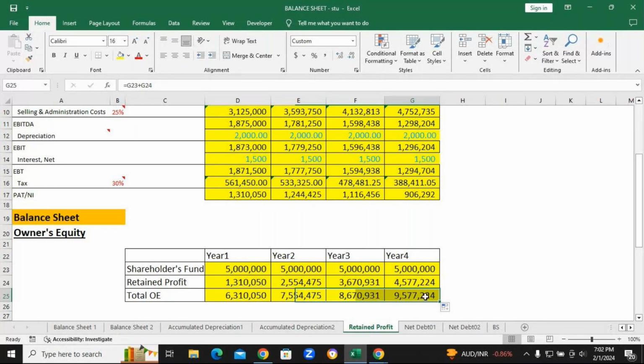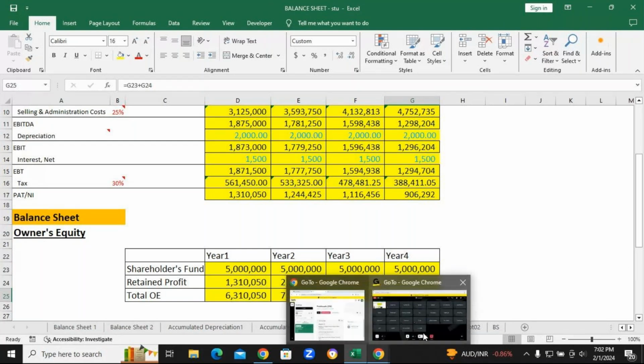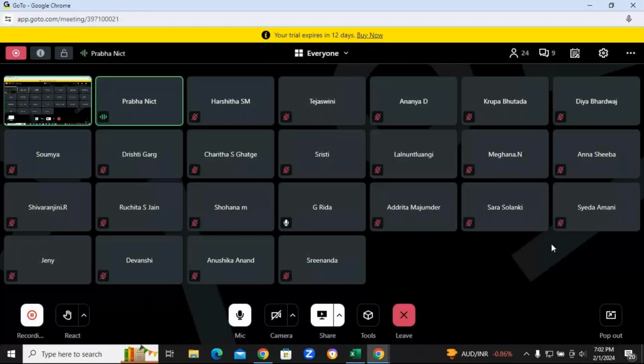Hope you people understood how to calculate the owner's equity. Do you want me to show it once again? I'll explain it. Type in 1 if you have understood how to calculate the owner's equity. Okay, very good. So people can solve this.